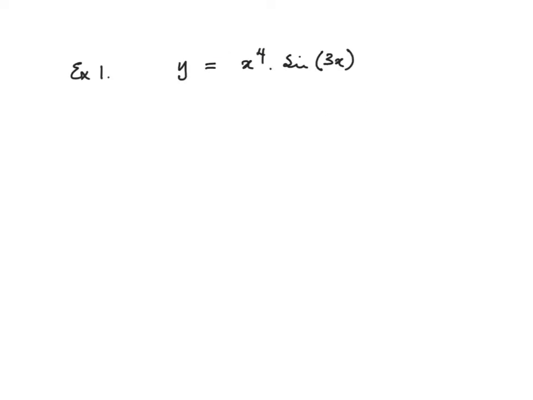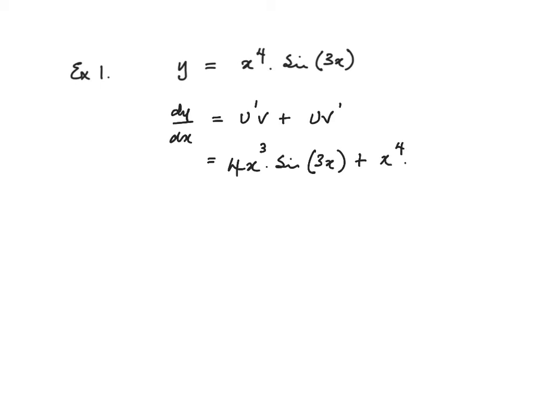Here's our first example. So here is the product. Term 1, term 2. We might call that u and call this v. So the formula is dy by dx, we differentiate the first, leave the second, and we leave the first and differentiate the second. U dash, so if we differentiate x to the power of 4, we get 4x to the power of 3. We leave the second, and we leave the first and differentiate the second.